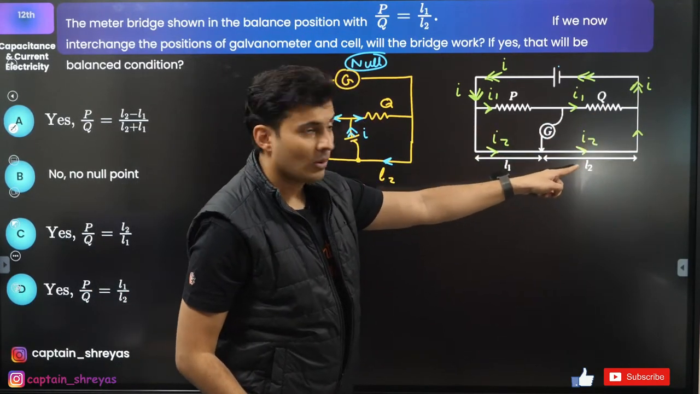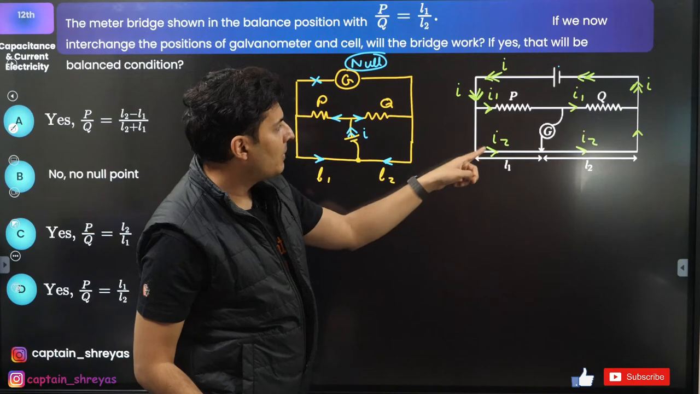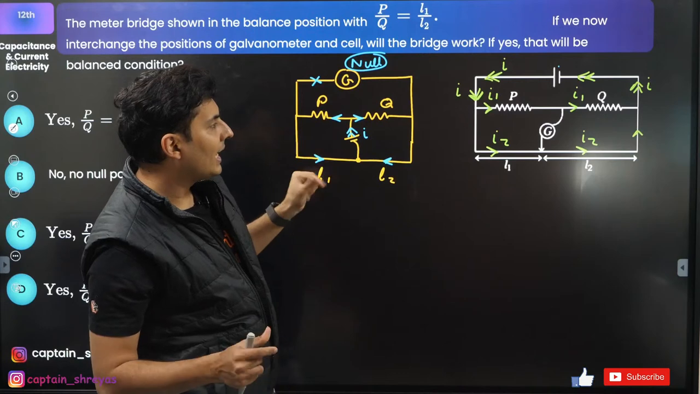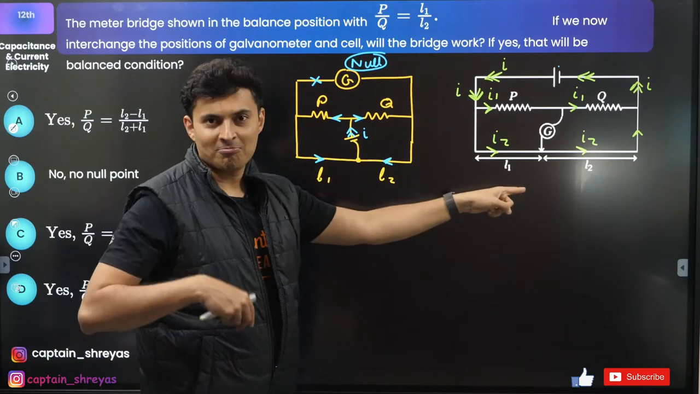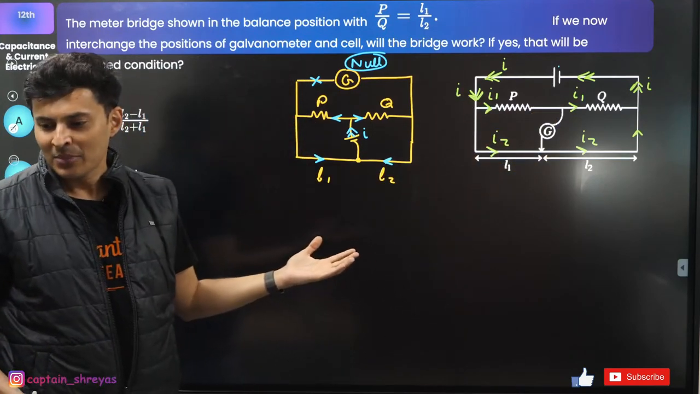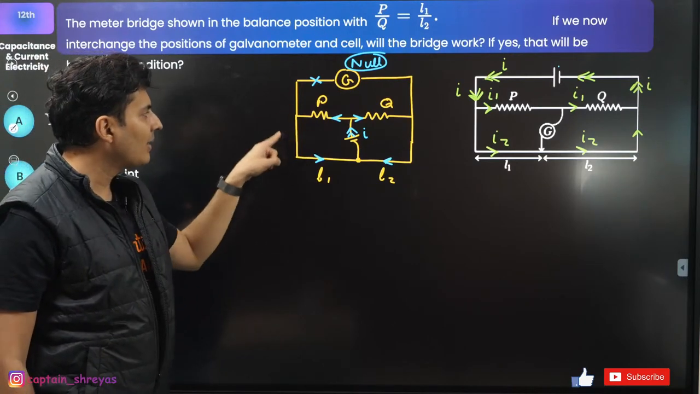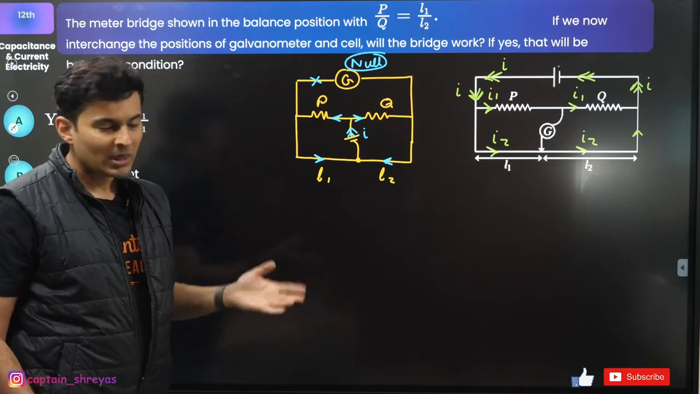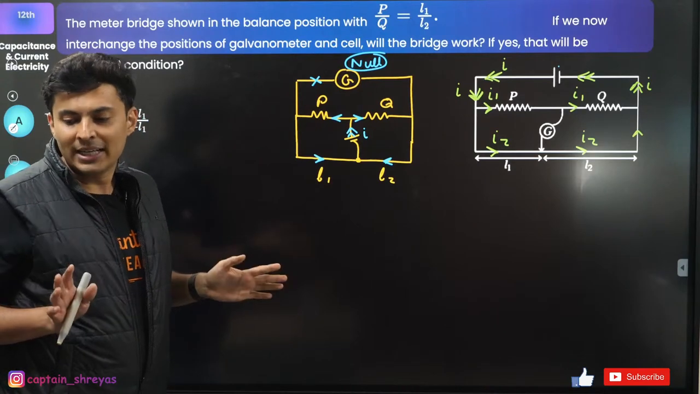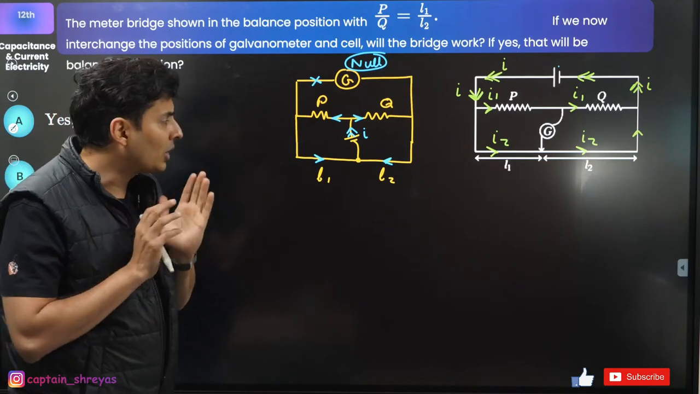Q and L2, just check it out, and P and L1. Interesting. P and L1, not the same. Q and L2, definitely not the same. So what do you think will happen, guys? Is it the same flow of the current which is happening right now? Yes or no? No, right? The current distribution has changed. The current distribution has changed. Okay, now you'll be like, okay.